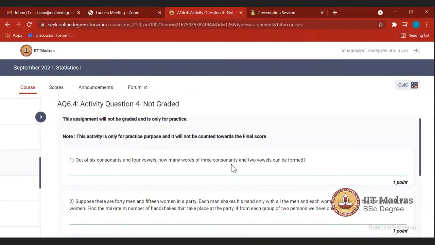So in this question, out of 6 consonants and 4 vowels, how many words of 3 consonants and 2 vowels can be formed? For the consonants, I took 6P3, and for the vowels, I took 4P2. Is there something else that has to be multiplied that I'm missing? Because I got the answer 1440, but the actual answer is 14400.